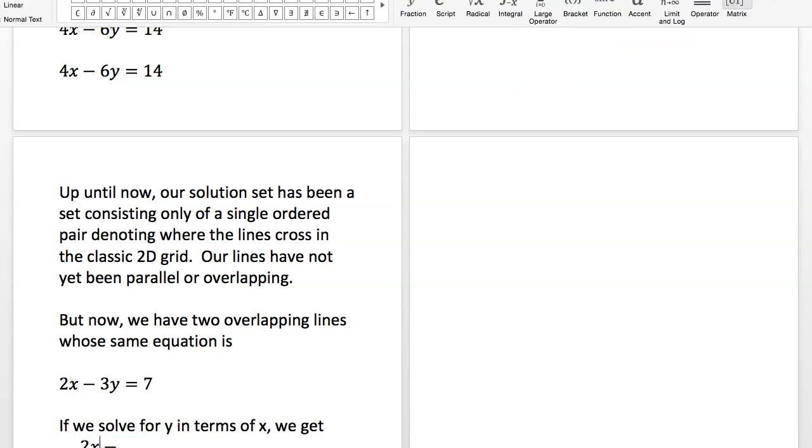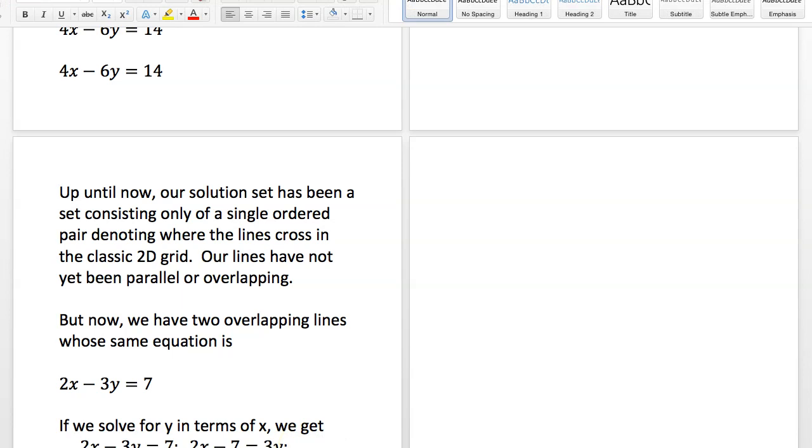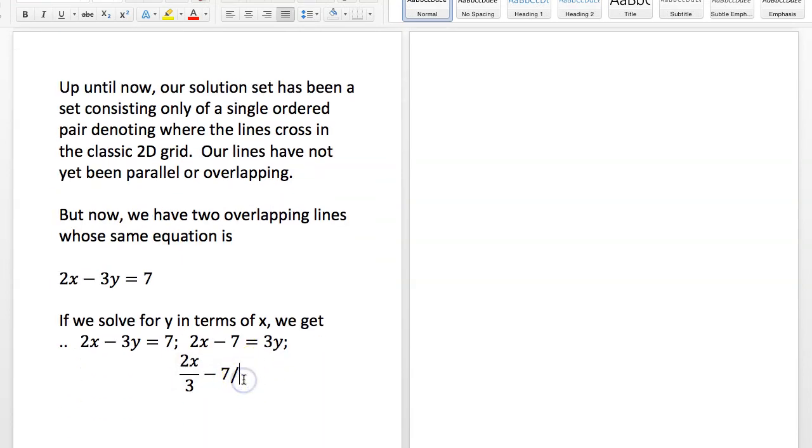So what do we have? We have 2x minus 3y equals 7. Now, what's that saying? Let's do Benedict Arnold. I have 2x. I moved the 7 over. I moved the 3y over. Now, if you divide both sides by 3, you're dividing every term by 3. So you get 2x over 3 minus 7/3 equals y.